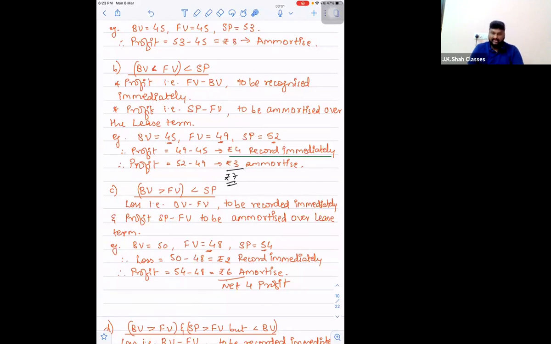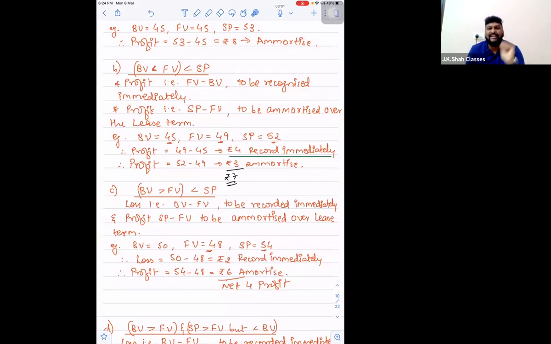So example, book value is 50 rupees, fair value is 48. But you landed up selling at 54. Right? So first, book value minus fair value. Impairment loss 2 rupees. Record immediately. Correct? Point number 2. Sir, selling price greater than fair value by 6 rupees. So profit will be 54 minus 48. 6 rupees profit amortized. But if you see the net effect, 2 rupees loss, 6 rupees profit, net 4 rupee profit. And technically, sir, you have a net 4 rupee only because 50 rupees worth of asset is sold at 54. So technically net 4. Right?